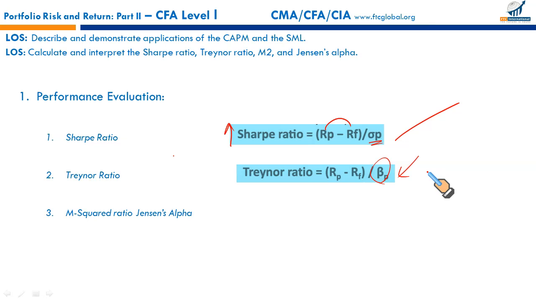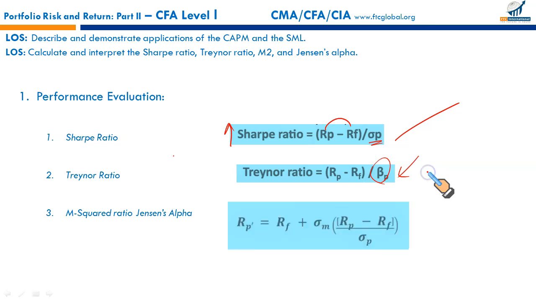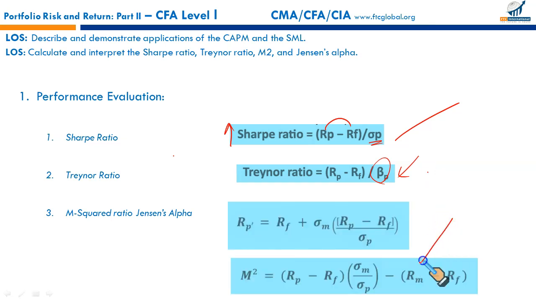Then we have the M squared ratio, and Jensen's alpha is the fourth one. This is the formula for the M squared ratio; you need to memorize this formula. What does it show us? A portfolio that matches the return of the market will have M squared equal to 0, while a portfolio that outperforms will have a positive value, and a portfolio that is underperforming the market will have a negative value. So this is again a performance evaluation criterion, M squared.